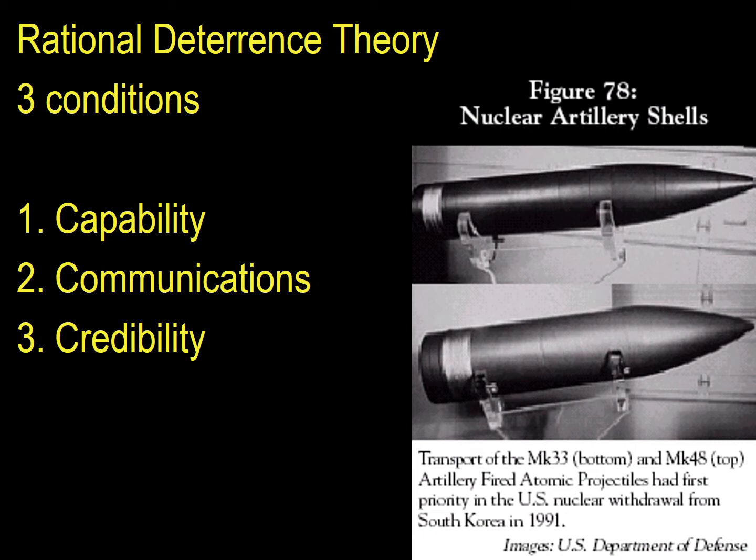First, capability. A country has to have enough capability to be able to threaten punishment on other states. 2, this needs to be communicated. 3, it has to be believable that a country would use its arsenal in order to defend itself or its allies. The problem with nuclear weapons is they're, to some extent, unusable because they're seen as immoral, because they're dramatically escalatory. You can see here US Mark 33 and Mark 48 artillery launched tactical nuclear warheads.